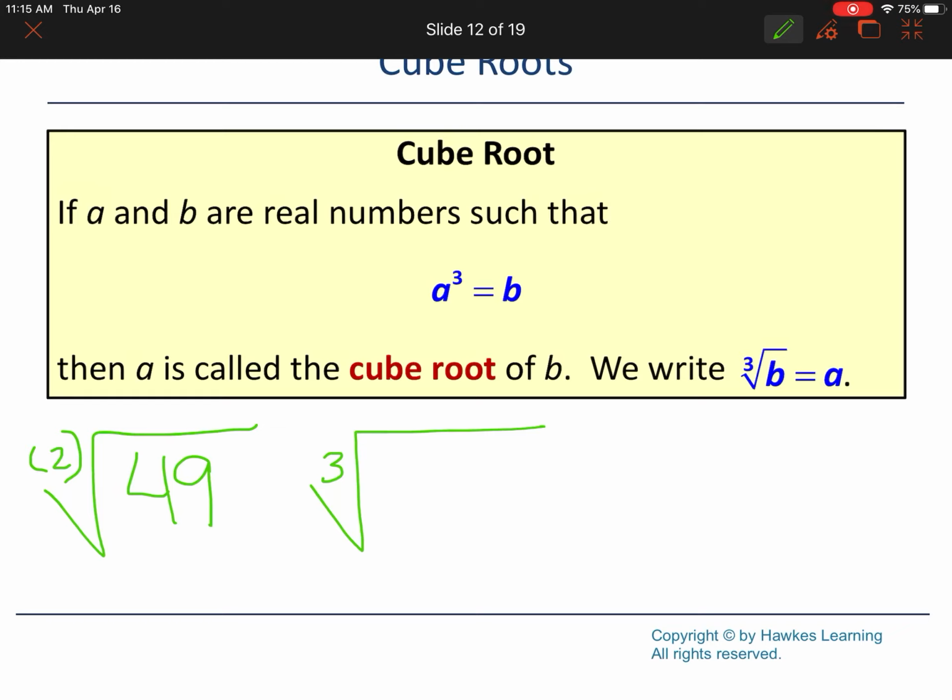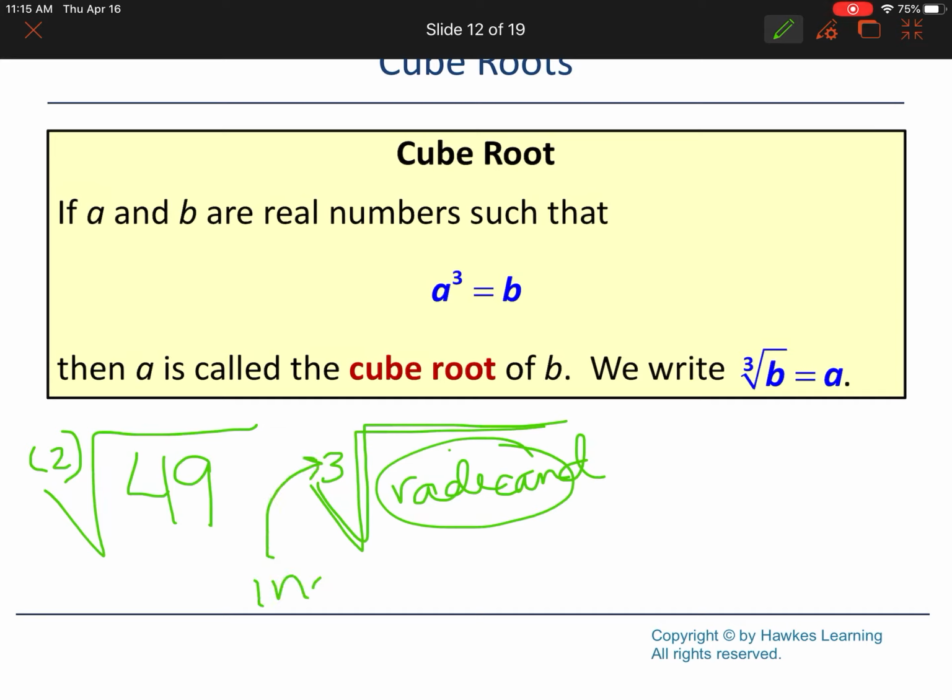Okay, so still called a radical. This symbol is still called a radical. This under here is still the radicand. And this is called the index. So in all those square roots, that index was 2. And if there's no index written, we assume it's a 2.